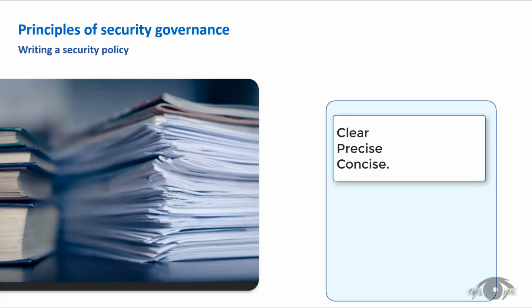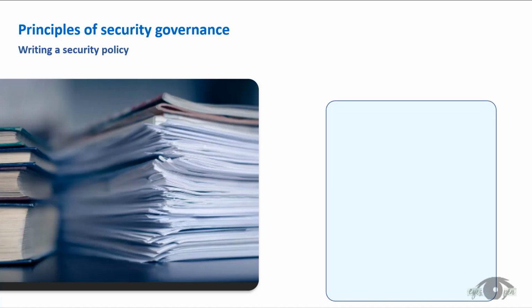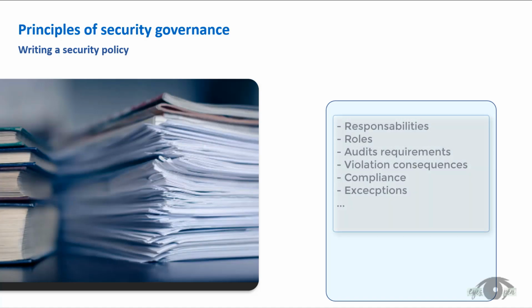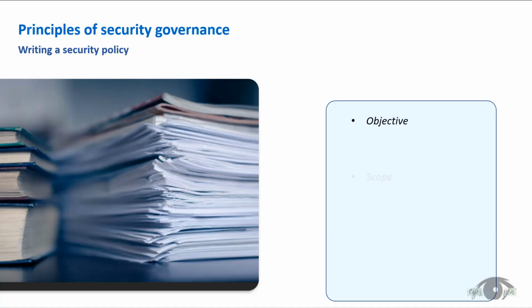A policy is a document that must be clear, precise, and concise. It must assign responsibilities, define roles, specify audit requirements, describe consequences of its violation, indicate compliance requirements, and define exception cases. A security policy document can have the following structure.